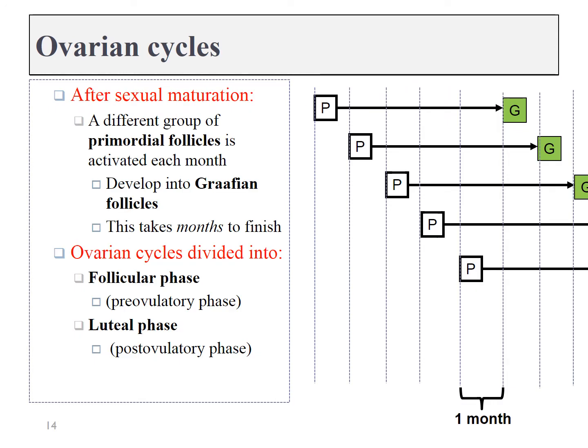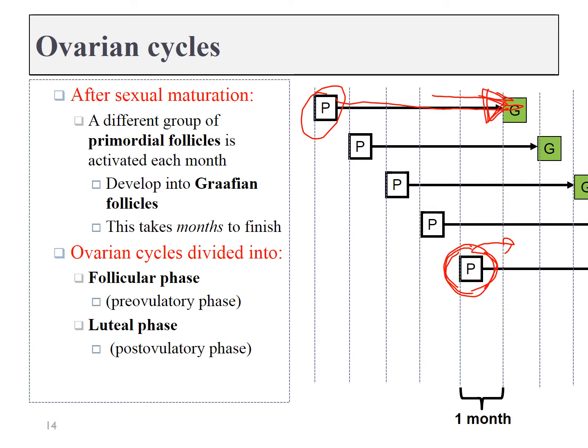It takes several months for a primordial follicle to develop into a Graafian follicle. However, they do not all start this process at the same time. FSH will drive the development of a few dozen primordial follicles every month. At some point, however, in a 1-month time span, some primordial follicles will begin maturing and others will finish maturing.